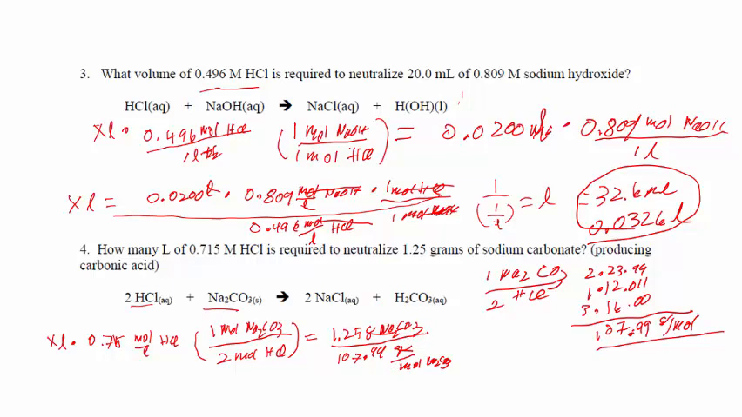Now what I want to do is take and divide each side, so I say times two mole HCl per 1 mole sodium carbonate, and then I have divided by 0.715 mole per liter HCl. So let's see what we have.